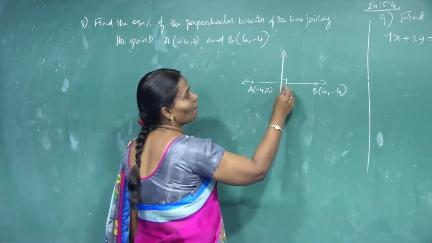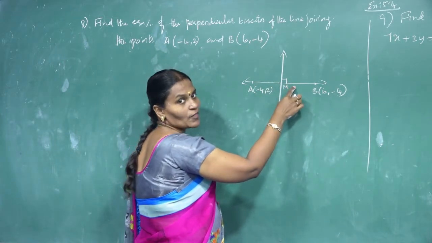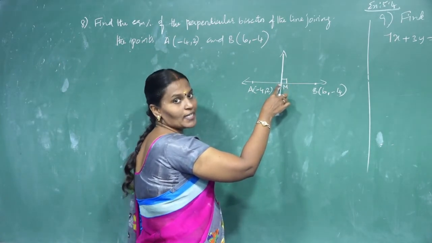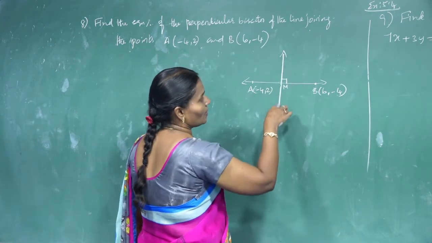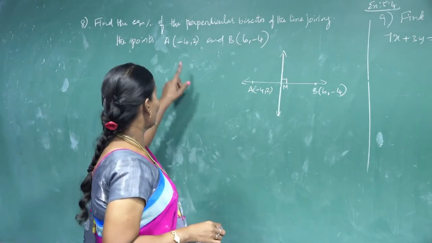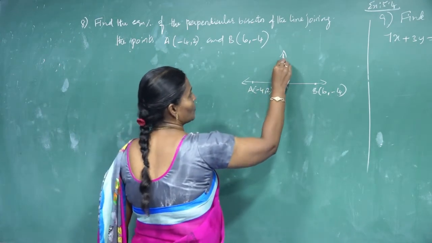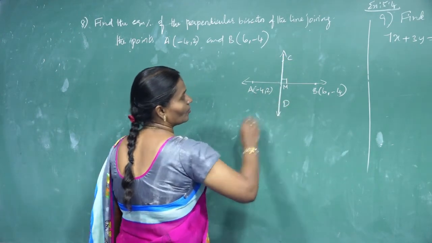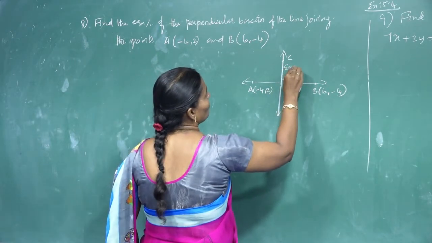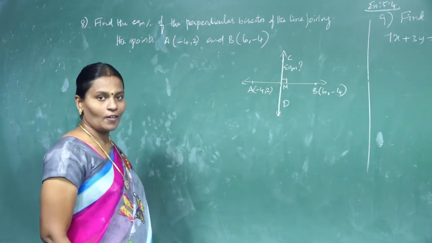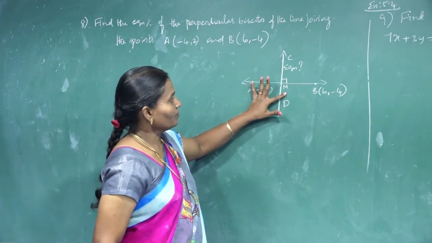So this is the midpoint of AB, because divided into 2 equal halves means definitely that is the midpoint. Then this is the perpendicular bisector. Now consider this perpendicular bisector is CD. Now you have to find out the equation of this perpendicular bisector. How can you find out this equation?